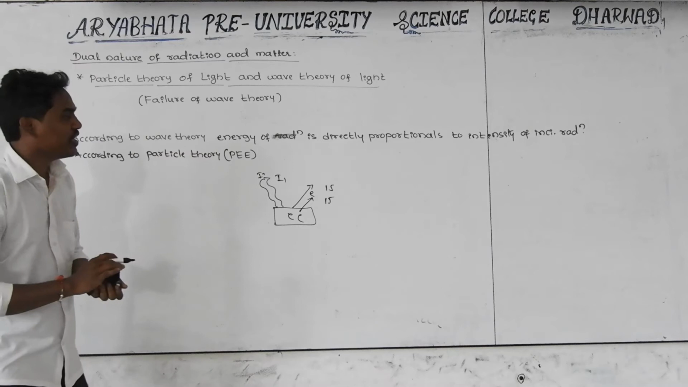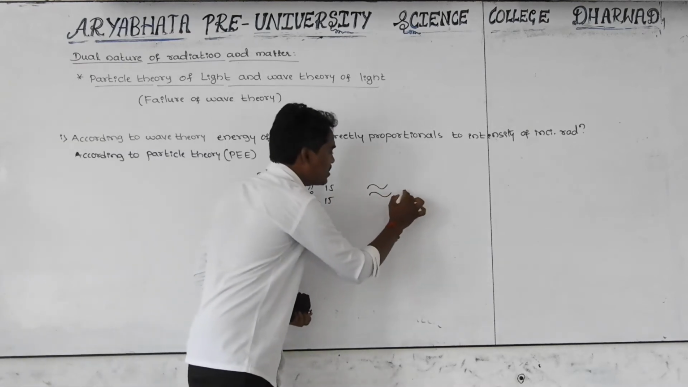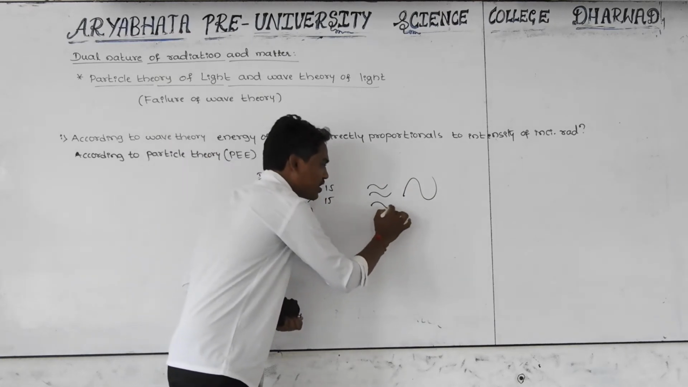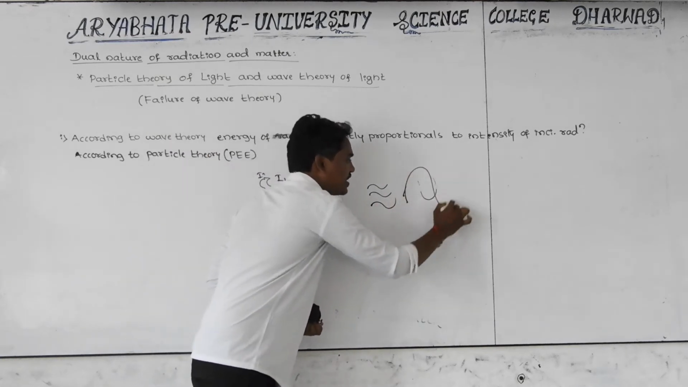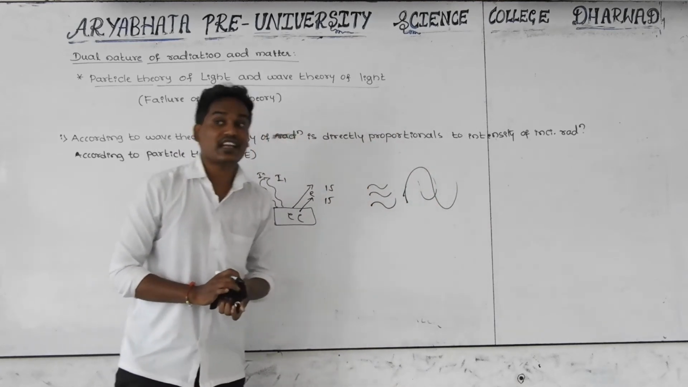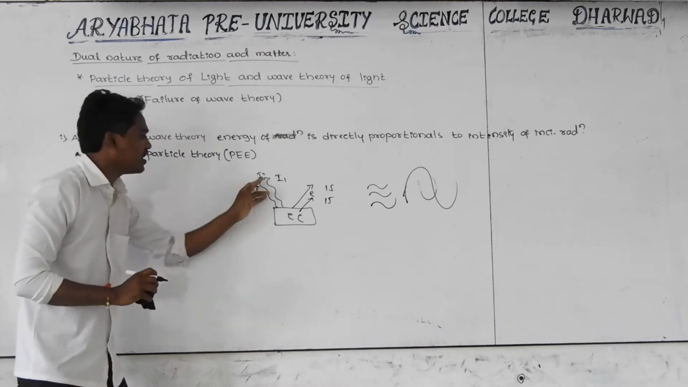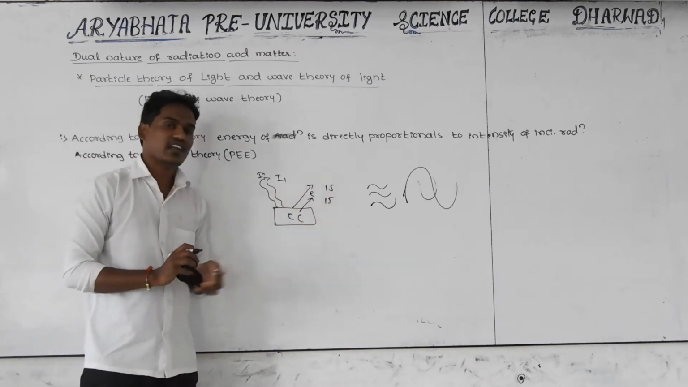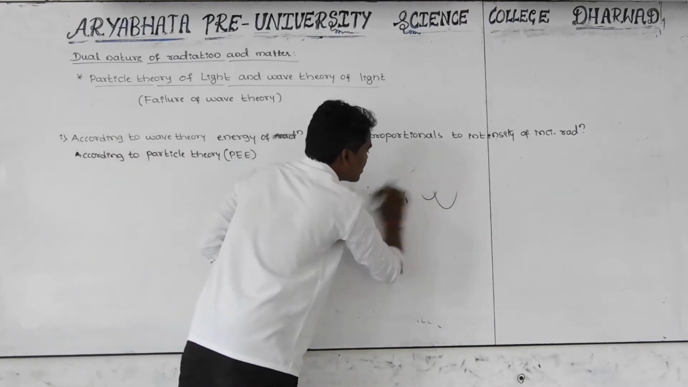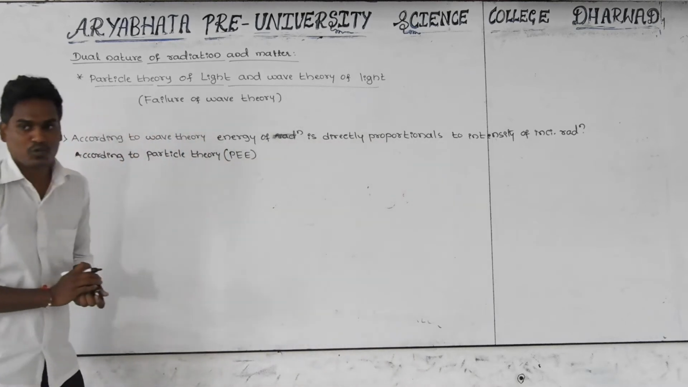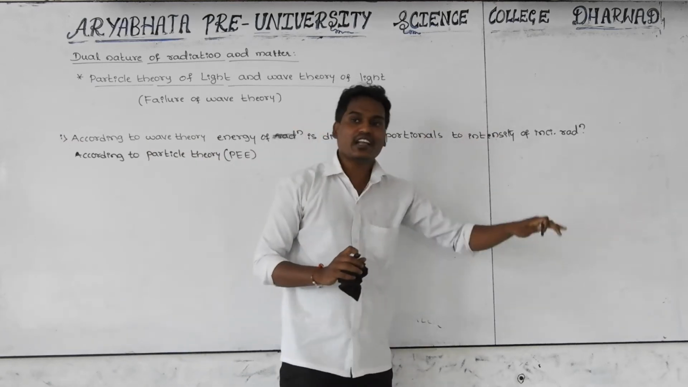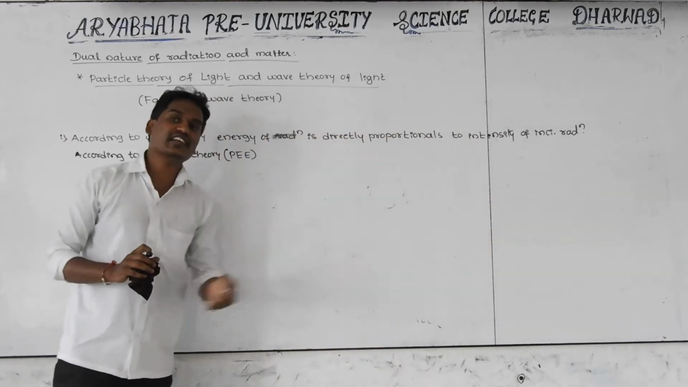But according to the wave theory, if you increase the intensity, the energy of the light goes on increasing. If you increase the intensity further, the energy of the light increases again. According to wave theory, the intensity is directly proportional to the energy of the light. But according to particle theory, the intensity and energy are independent of each other. What is the reason behind this? Why is it happening so? But according to wave theory, the energy of the light depends upon the intensity.